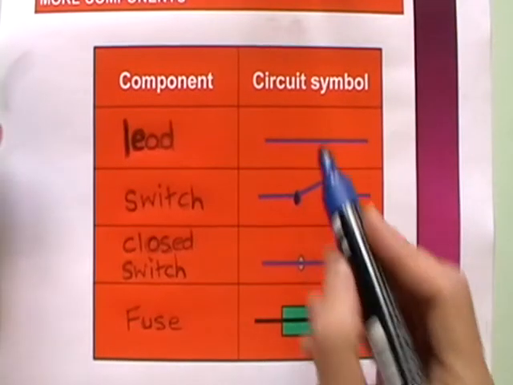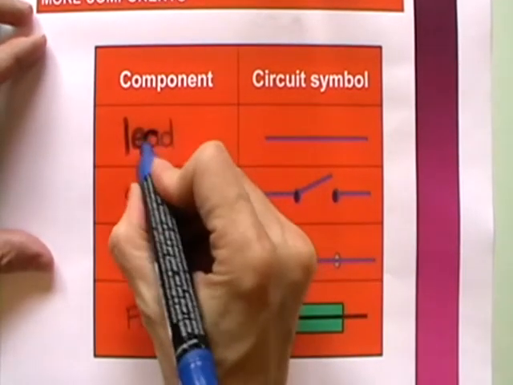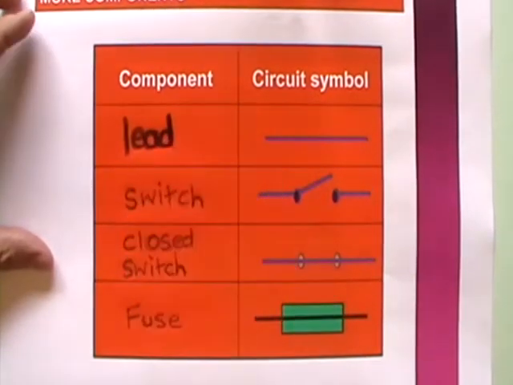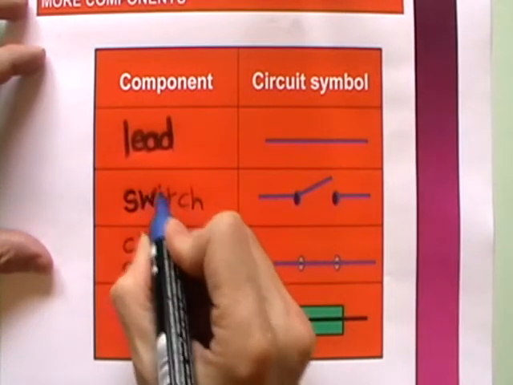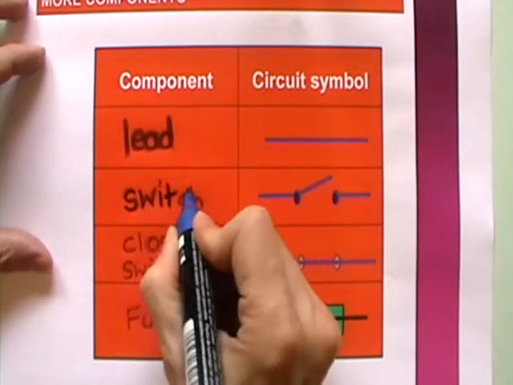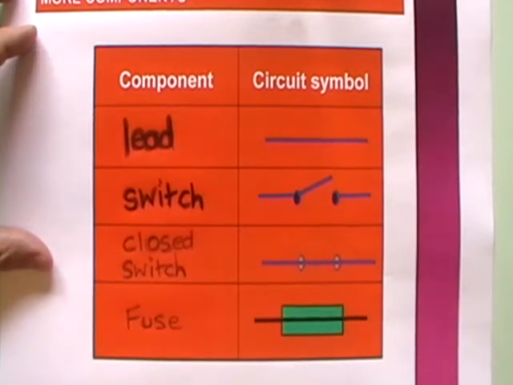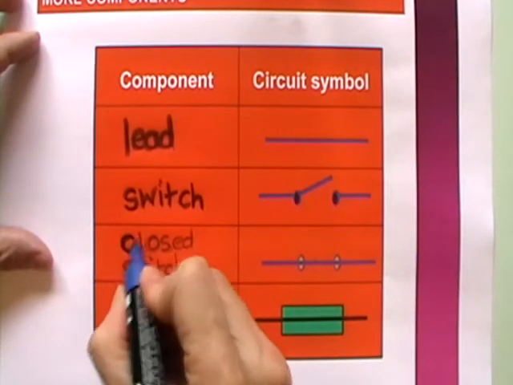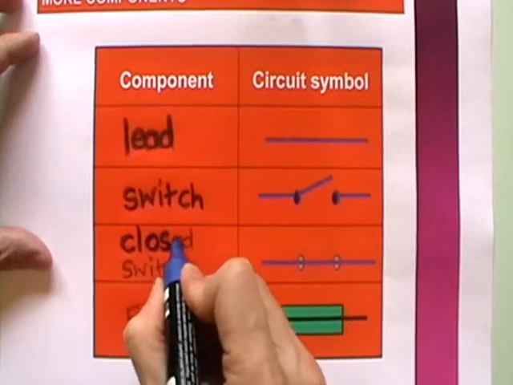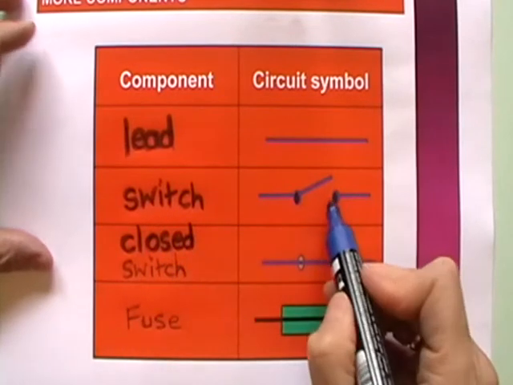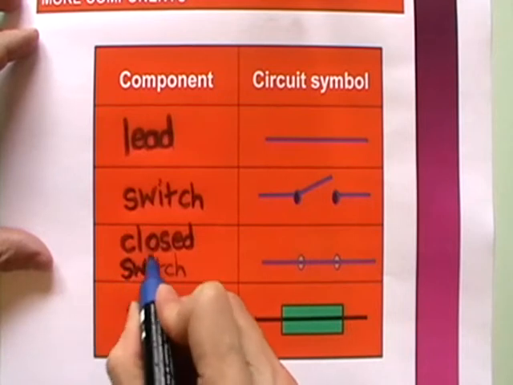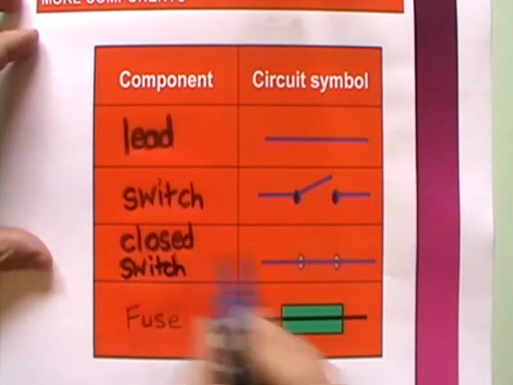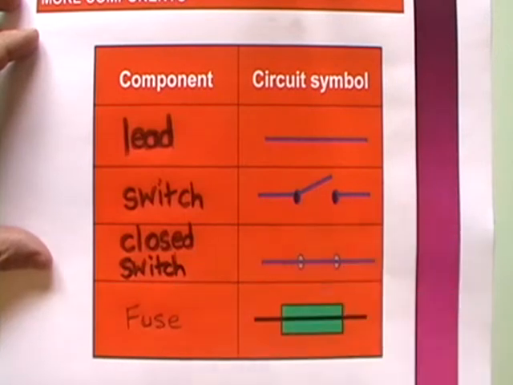These are just some more components. First one here is a lead that we would use to connect in our circuit. The second one is a switch. The third one would be a closed switch. Now a switch is most normally shown like this one here. So this is a closed switch. You can see the two wee points there which would connect it into the circuit.